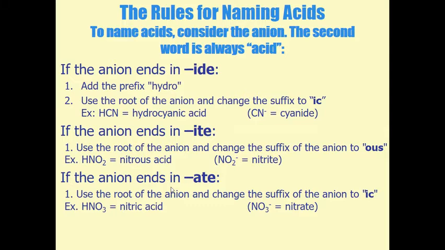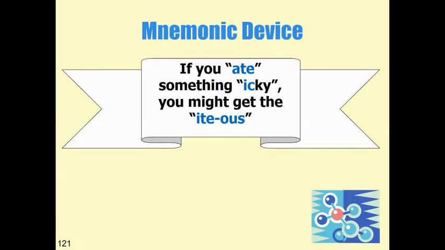There's a mnemonic that you can use to help you remember this, the ATE and the ITE part at least. So if you ate something icky, you might get the itis. Okay, so ATE goes with IC, ITE goes with US. If you have IDE, that goes with hydro and IC.